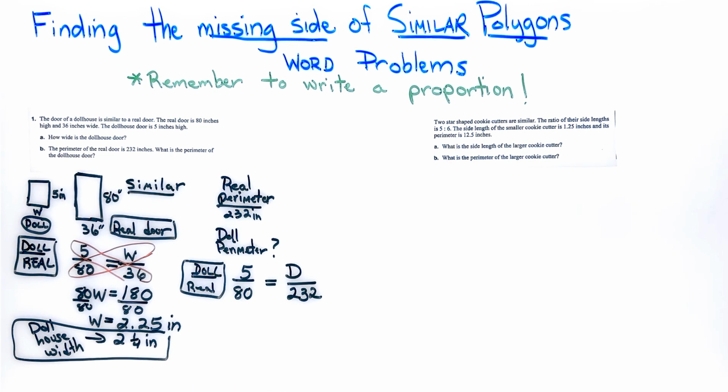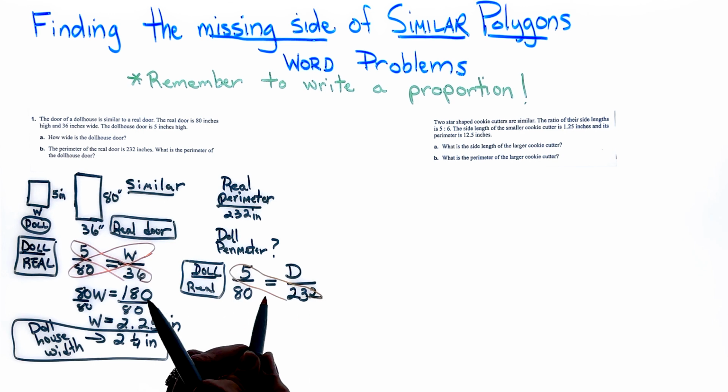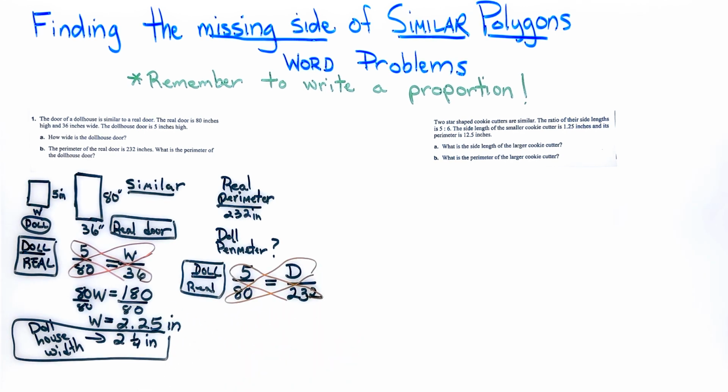So again, I'm going to use cross products, and that means multiply. So 80D is equal to 5 times 232, which is equal to 1,160. We end up dividing both of those by 80, and my doll perimeter will be equal to 14.5 inches. And this is the doll perimeter.